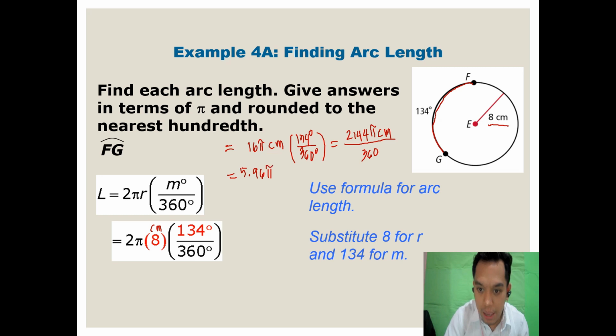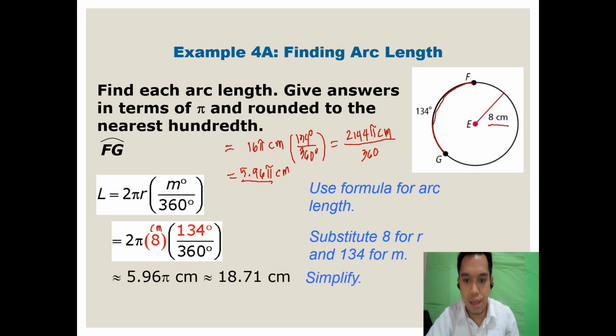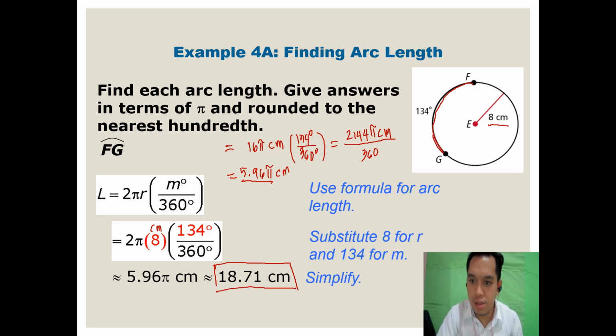5.96 pi cm. Okay? So, i-simplify pa yan. I-multiply natin yung 5.96 at saka pi. So, 5.96 times pi is 18.71 centimeter. That is the length of our arc, or the arc length. So, yung length nitong arc na to ay 18.71 cm. That is the length of our arc.